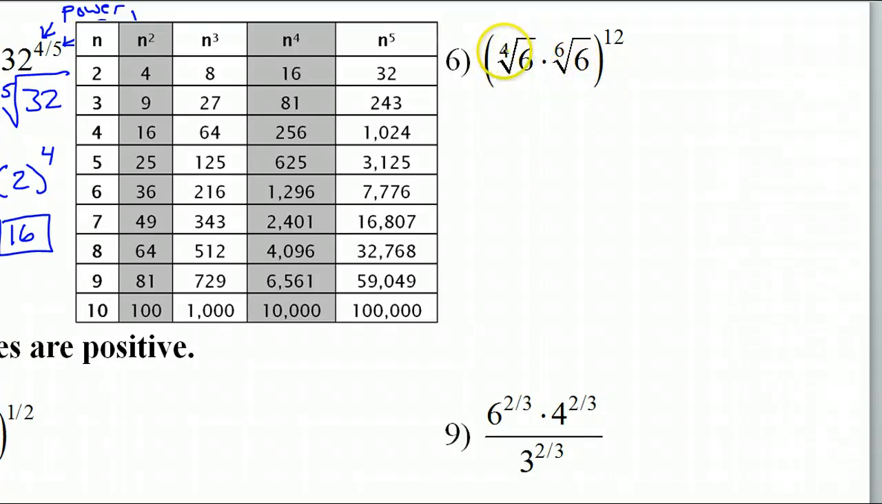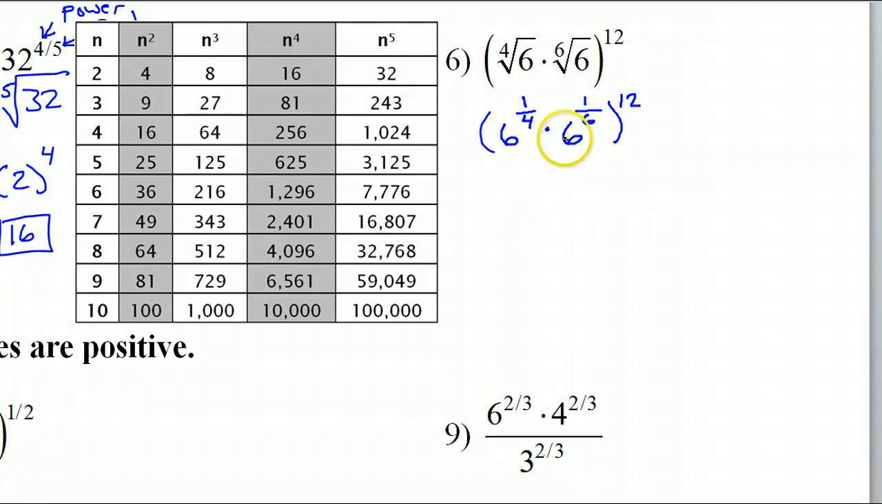The exponent, a root of 4 is the same thing as a 1/4 power. So this is going to be the same thing as having 6 to the 1/4 power times 6 to the 1/6 power. Alright, 6th root is the same thing as 1/6 power. All of this is raised to the 12th power.